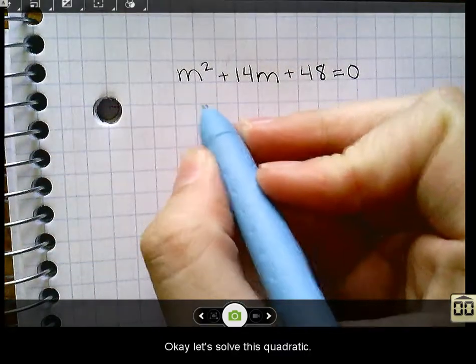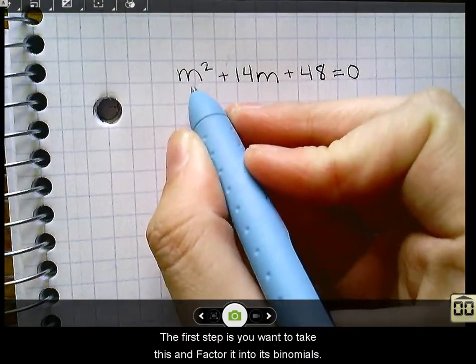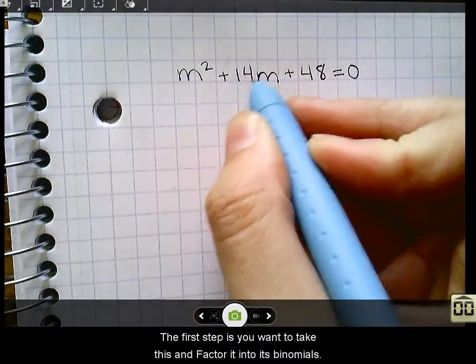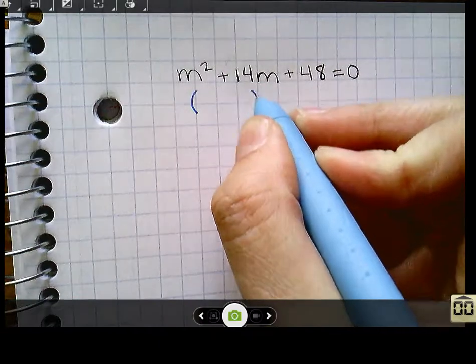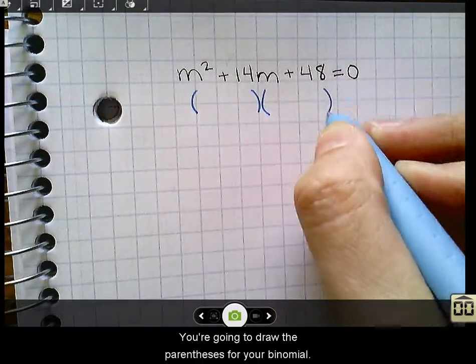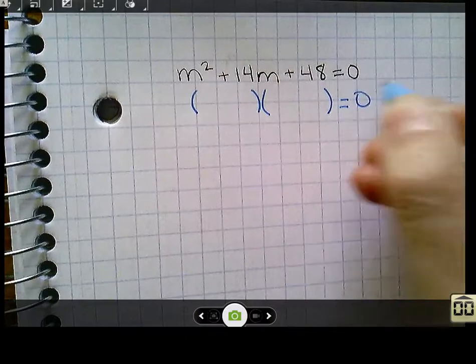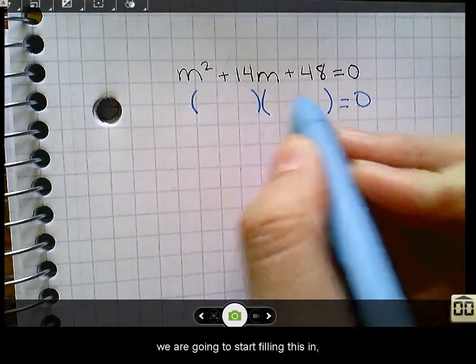Okay, let's solve this quadratic. So your first step is the goal is to take this and factor it into its binomials. So you're going to draw the parentheses for your binomials. Now we're going to start filling this in.